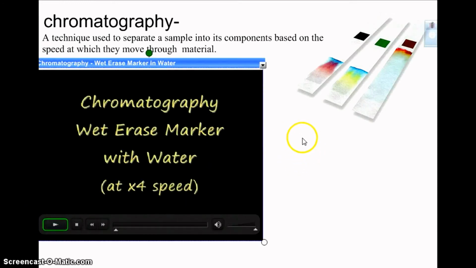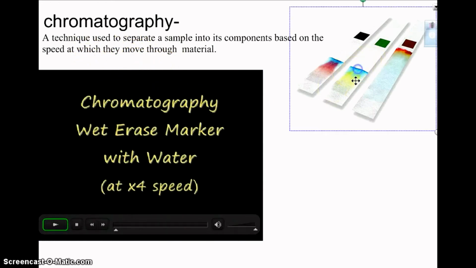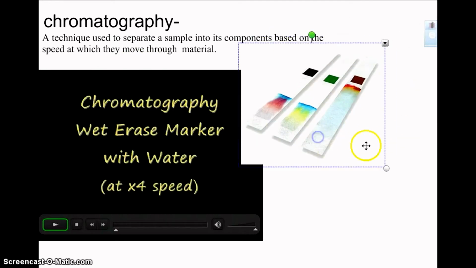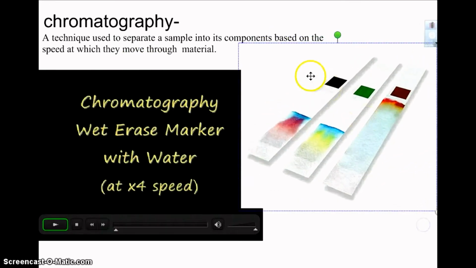Chromatography. Chromatography is a technique used to separate a sample into its components based on the speed at which they move through a material. In this picture you have different colors on a filter paper. For example, you have green ink here.